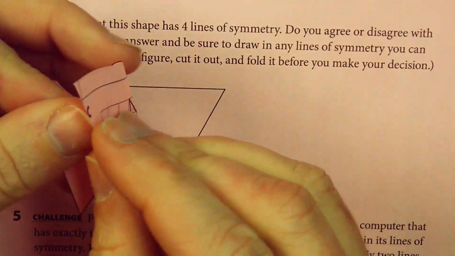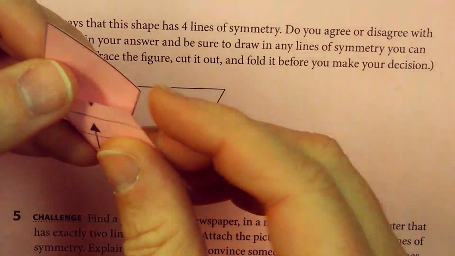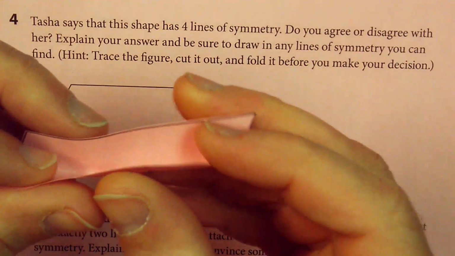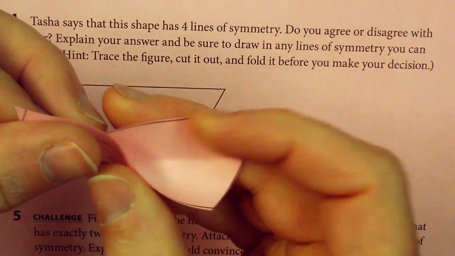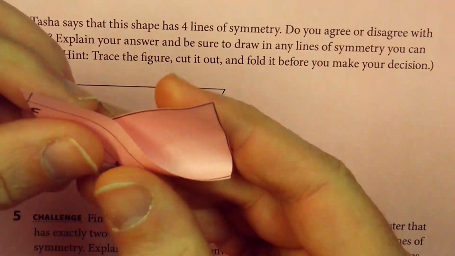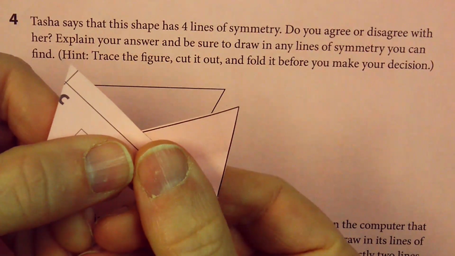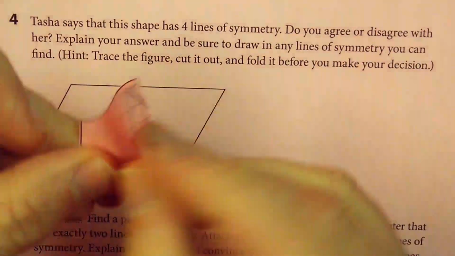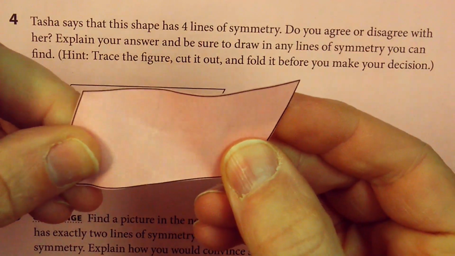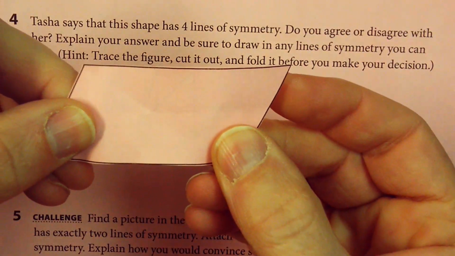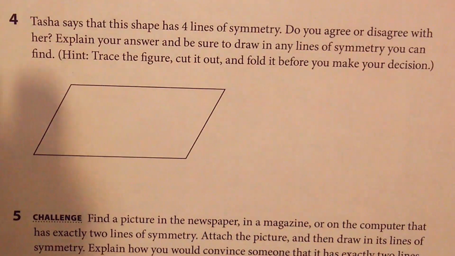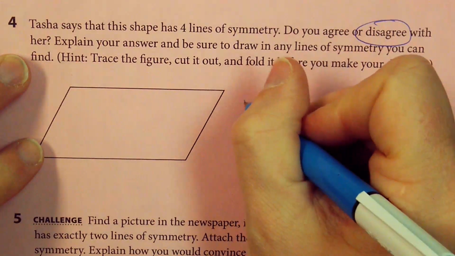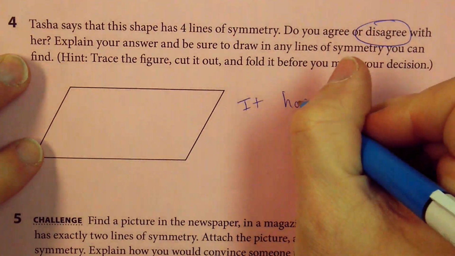So let me see if I can fold this over. Oh, that's not working. Just trying to get these to line up at all. Gosh, no, I can't even get the short corners to work. I end up with almost a butterfly shape. So when I look at this rhombus here and I try to fold it over to find a line of symmetry, I'm not finding any at all. So do I agree with Tasha? No, I disagree. It has no lines.